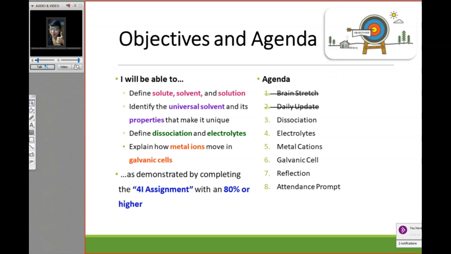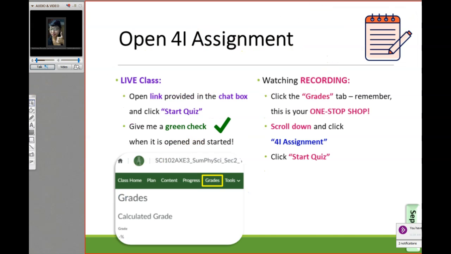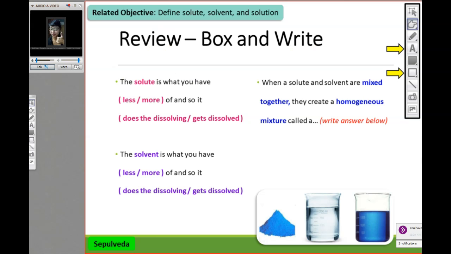Let's go ahead and talk this over. Today we are going to take a look at solutions a little bit more. I'm going to give you your whiteboard tools, and I want to know, a solute, is this what you have less or more of? And therefore, is it what does the dissolving or what gets dissolved? Take a look at the word solute. Remember, the word solute is a short word. It only has 6 letters. That's a hint for what it is.